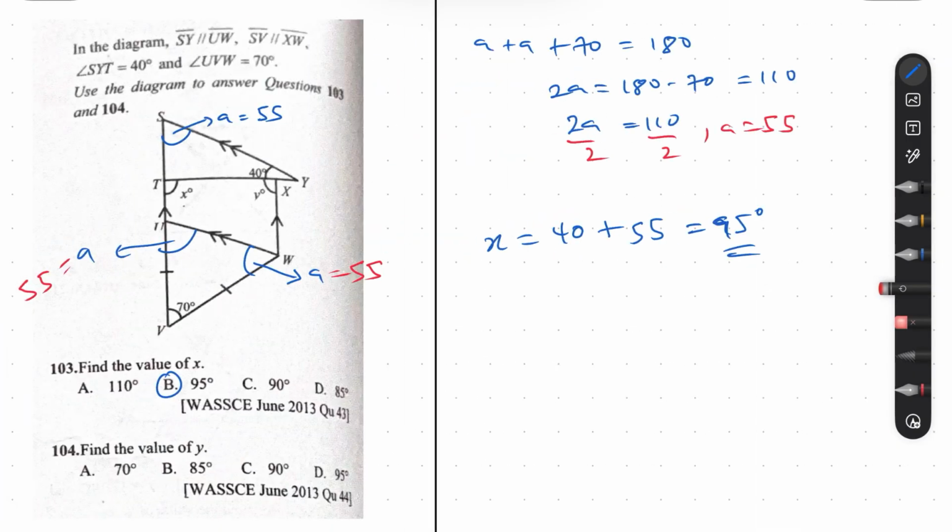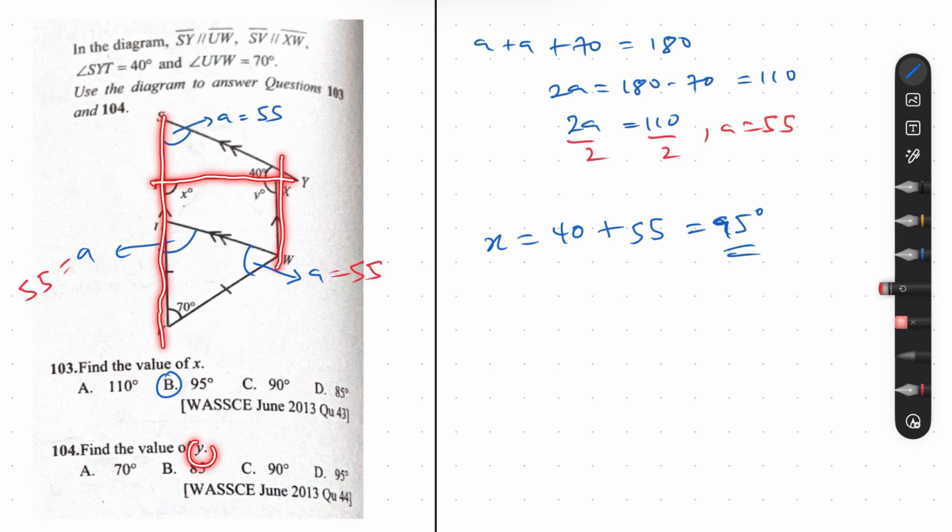Now, we can easily find our y. Sorry, y here. Okay? So now, how do you find our y? When you look at these two lines, they are what? Parallel. And then this line is crossing them, right?